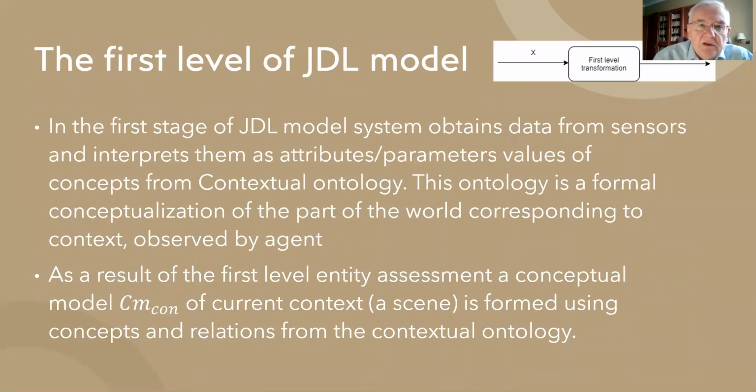In the next level of the JDL model, we read the data from sensors and we interpret this data as values of attributes of concepts and relations. So at this level, we work with the so-called contextual ontology. Contextual ontology describes the context, that is, the part of the world observed by the agent. And based on this contextual ontology, we build at this level the so-called conceptual model of the current context, a scene, which uses the concepts and relations from the contextual ontology.